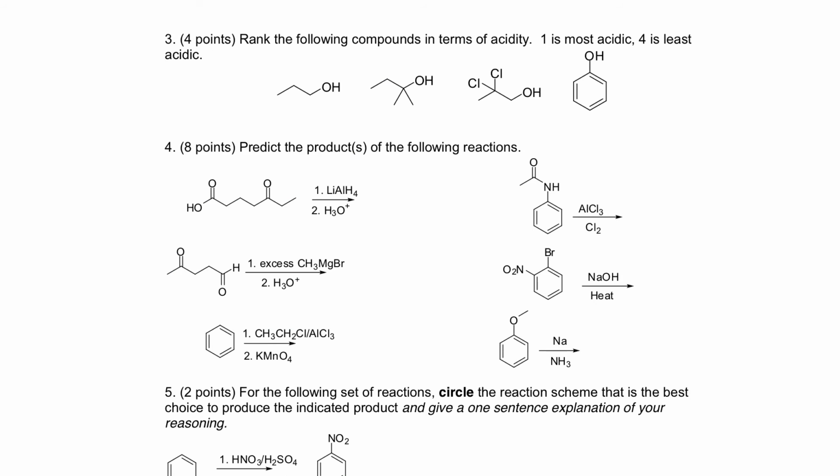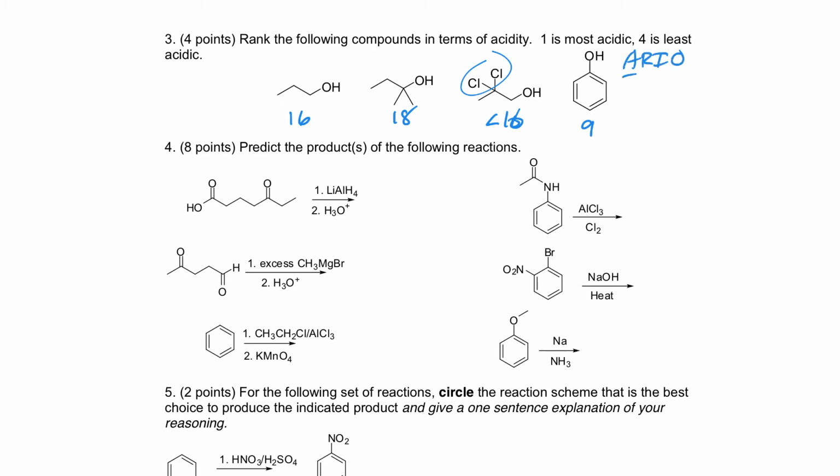Question 3 asks us to rank the following compounds in terms of acidity. We could remember pKa's, of course, and in that case we'd get about 9, about 16, about 18, and somewhere less than 16 because we have these electron withdrawing groups here. So we could rank them that way. We could also use ARIO.